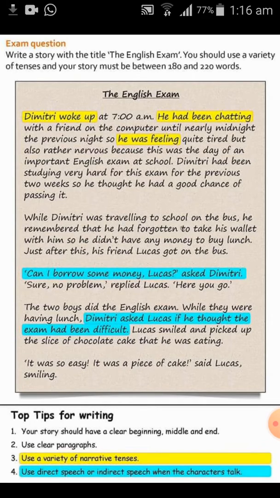While Dimitri was traveling to school on the bus, he remembered that he had forgotten to take his wallet with him, so he didn't have any money to buy lunch. Just after this, his friend Lucas got on the bus.